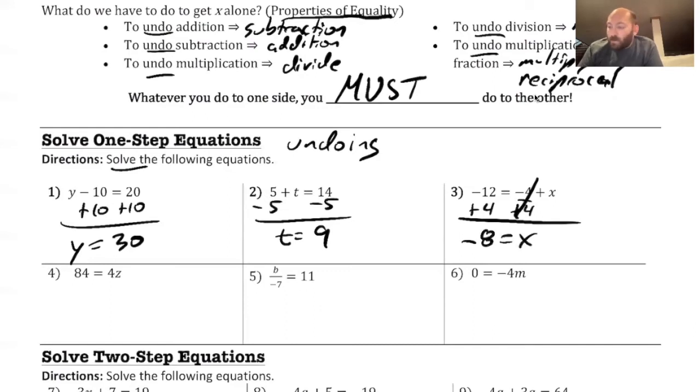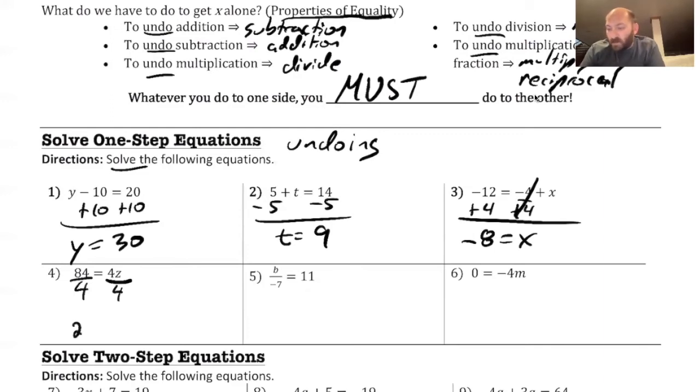All right. For these next few examples, now we're going to get into multiplication and division. Here, remember, this is representing 4 times z. This is multiplication here. So if I want to undo multiplication, we do division. So 4 goes into 84.